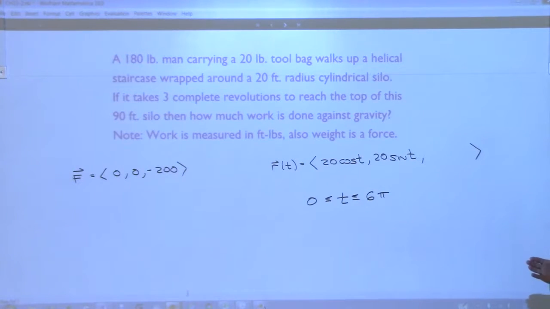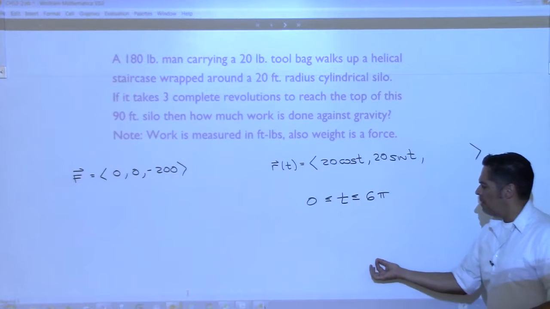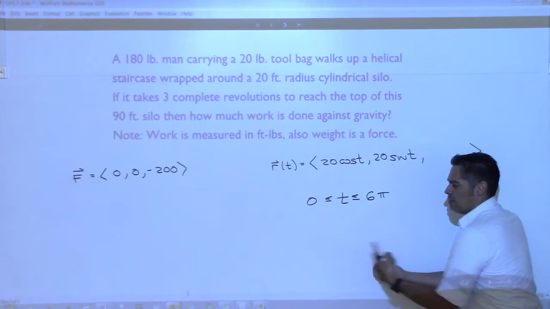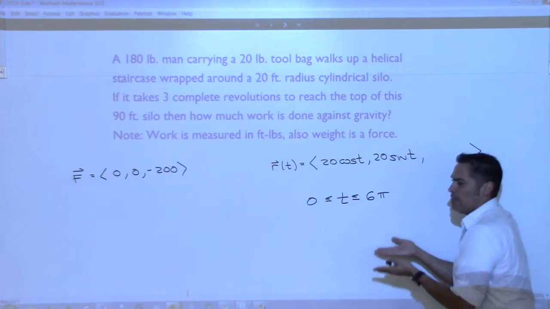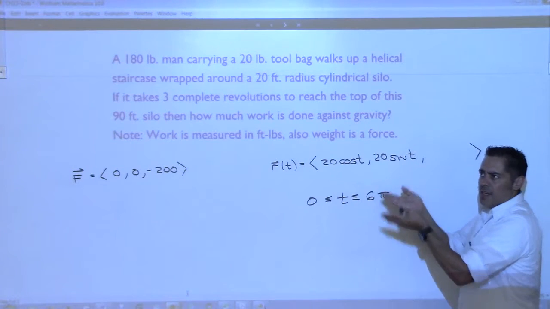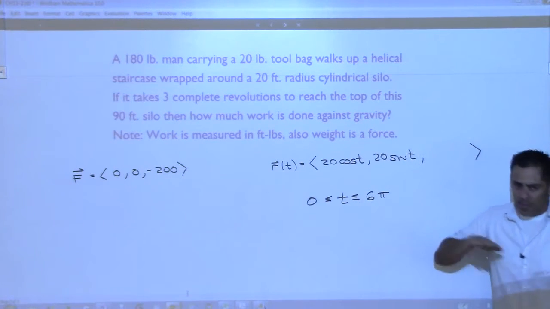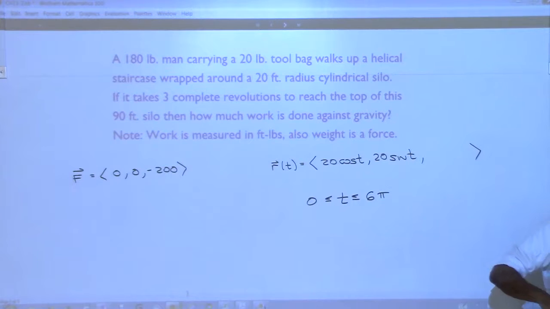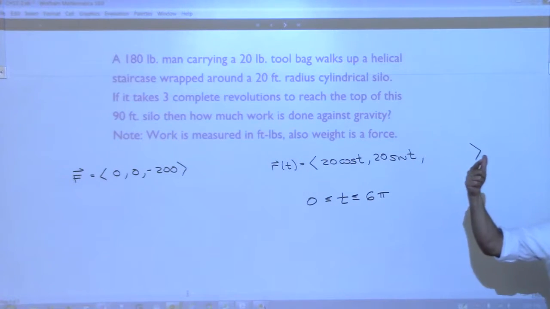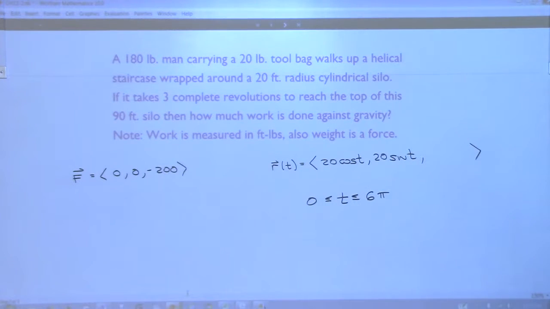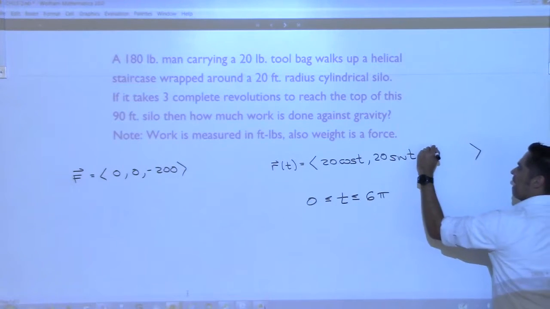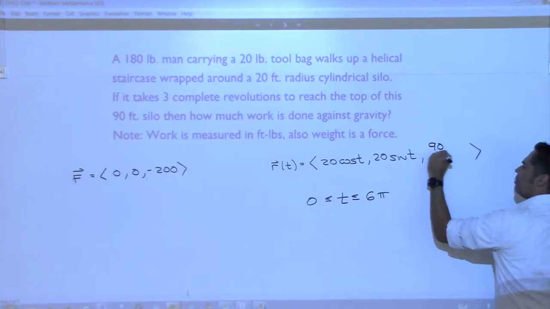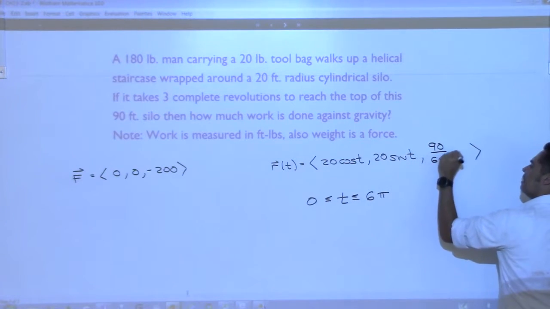So my t being 0, I'm going to start at the bottom. 6 pi is going to wrap me around 3 times, but I need to be moving up while I do that. So I need that at 0, I'm on the ground, and when I'm at 6 pi, I'm up at 90, right? So no one came up with it? 90 t over 6 pi. Yes, exactly, good. I'm going to do 90 over 6 pi times t.